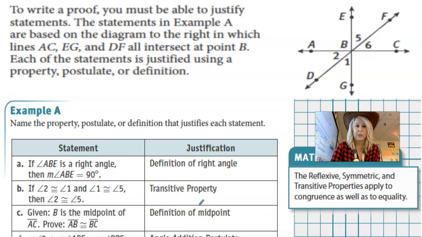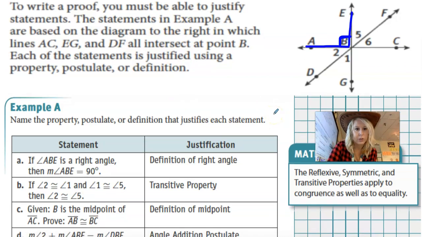So let's take a look at this first one. It says ABE is a right angle. So I can go ahead and write that box. If ABE is a right angle, then I know that the measure, that's what the little M stands for, of ABE is 90. So if something is a right angle, I know it's 90 degrees. The justification of that is the definition of what a right angle is. These are just examples that we're going to look through.